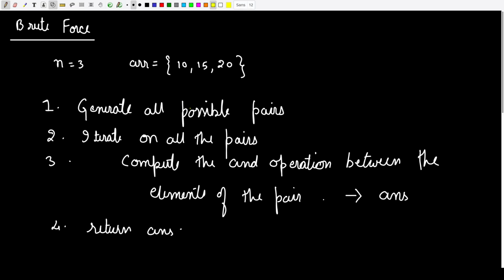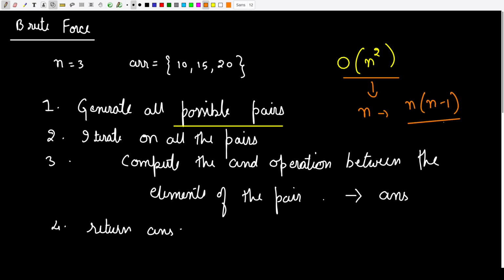Now if we analyze the running time complexity, it will be determined by this step, which is the generation of all possible pairs. And as we know, the time it takes to generate all possible pairs is n squared. So why is this n squared? Well, if n is the number of elements, then the total number of pairs will be n into n minus 1 by 2, which is order of n squared. So that is how we are saying that the running time complexity of our brute force solution will be order of n squared. So that's about the brute force solution, folks.